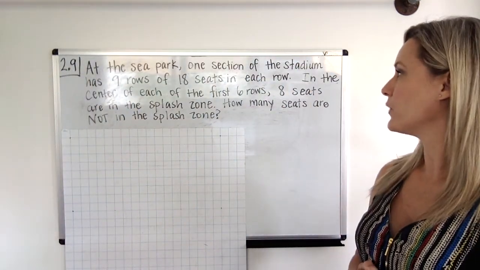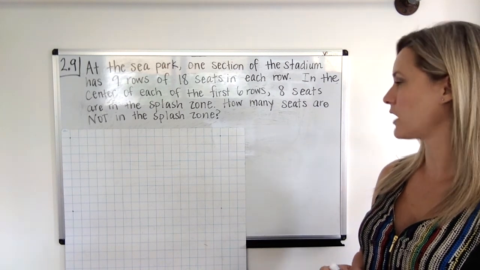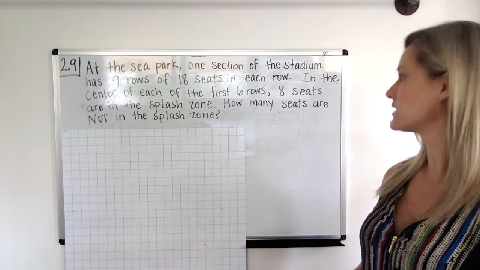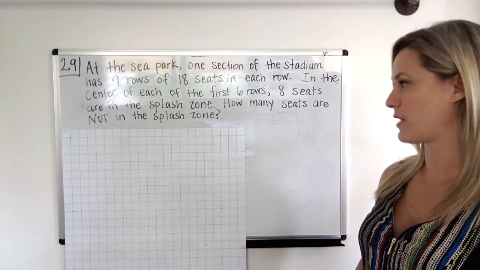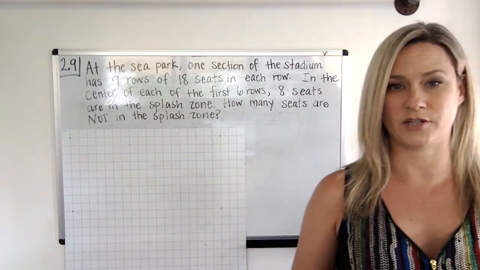At the sea park, one section of the stadium has 9 rows of 18 seats in each row. In the center of each of the first 6 rows, 8 seats are in the splash zone. How many seats are not in the splash zone?